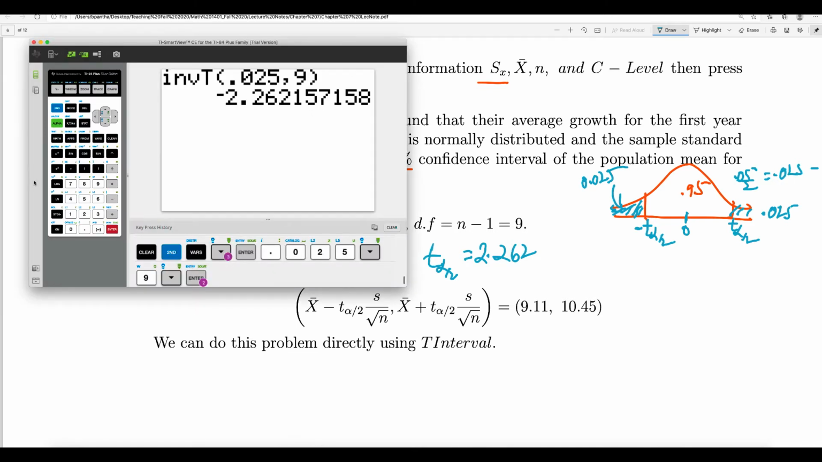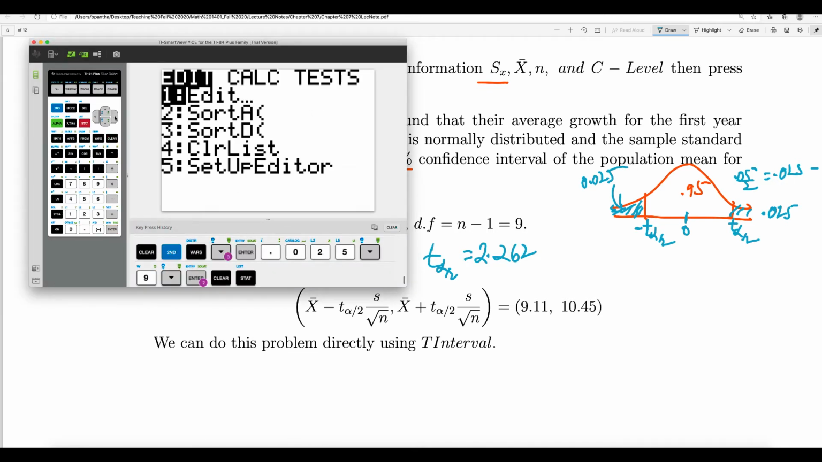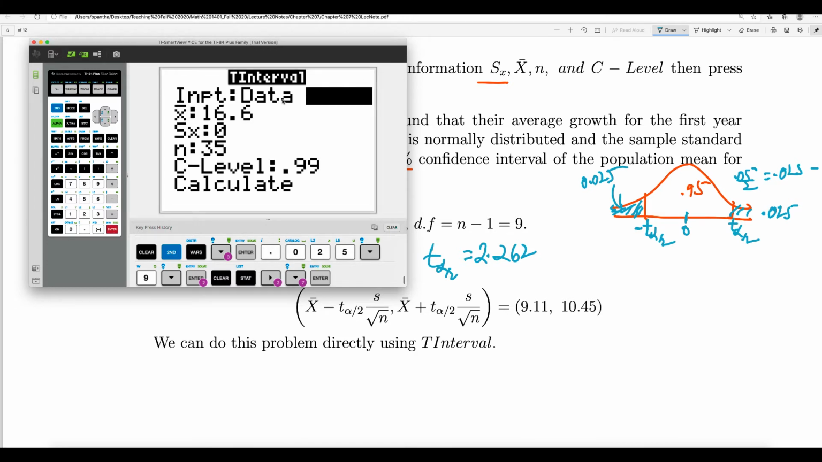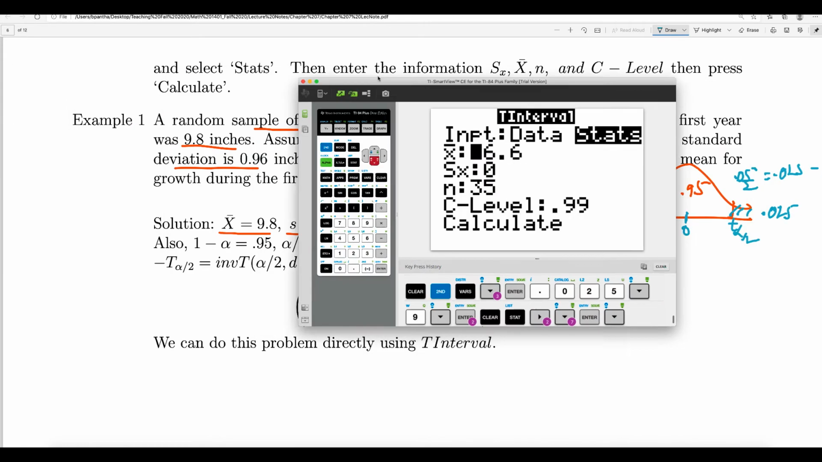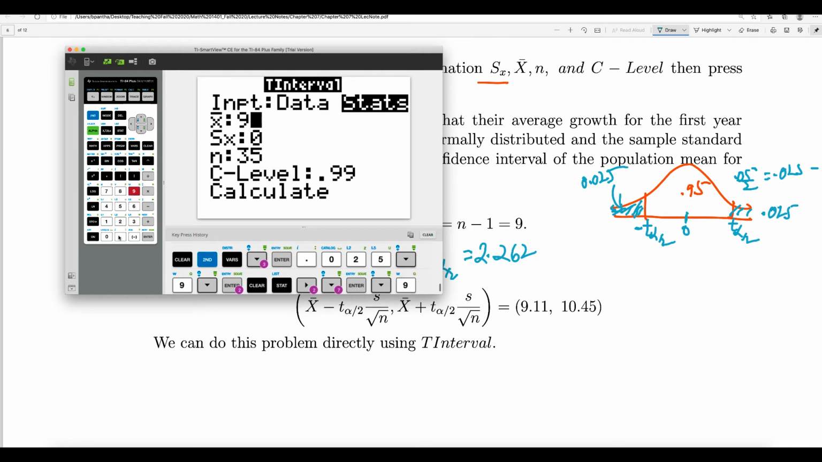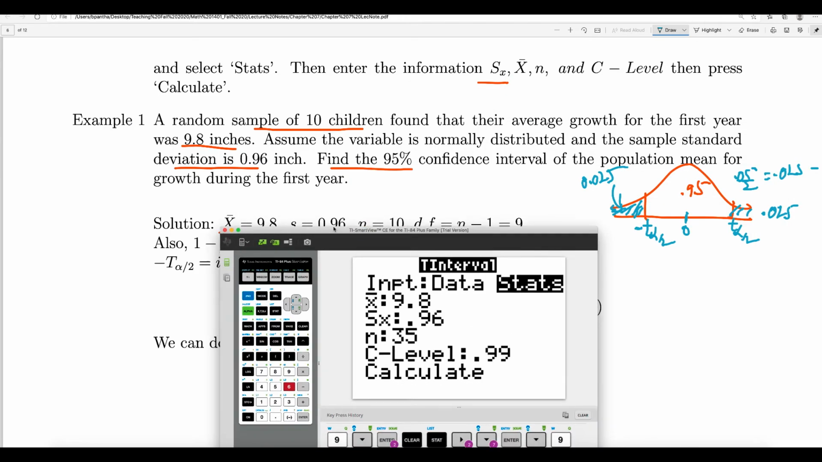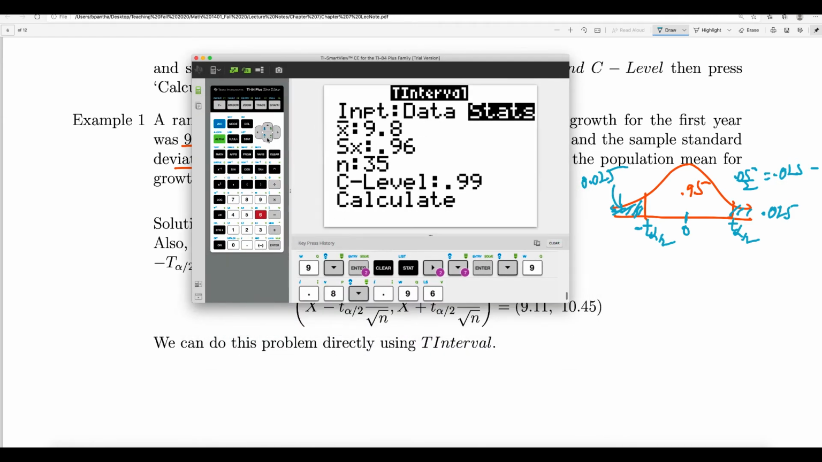How? Go to stat, and then tests, and scroll down to the T interval. Number 8 is the T interval. Then, do you have data or stats? We have the statistics, right? What is x bar? Our x bar is 9.8. What is Sx? It is the sample standard deviation, 0.96. n is 10, and the confidence level is 0.95. You hit calculate.